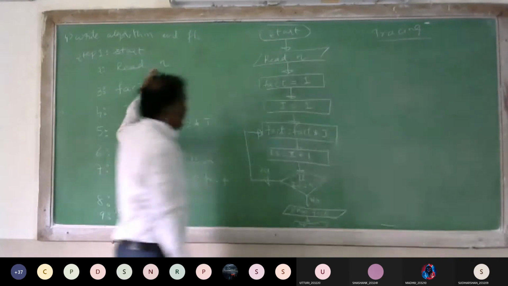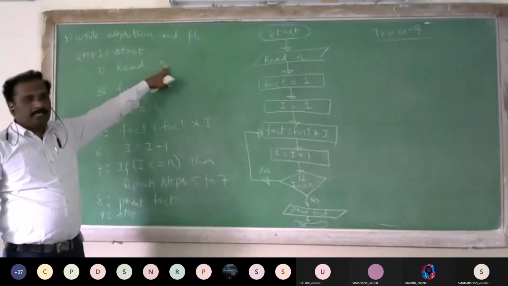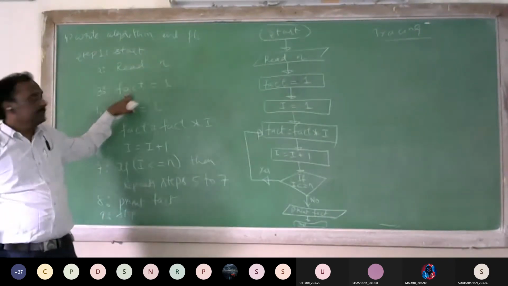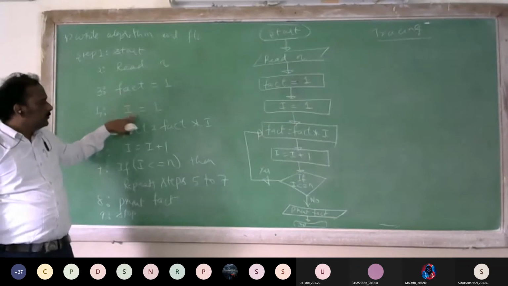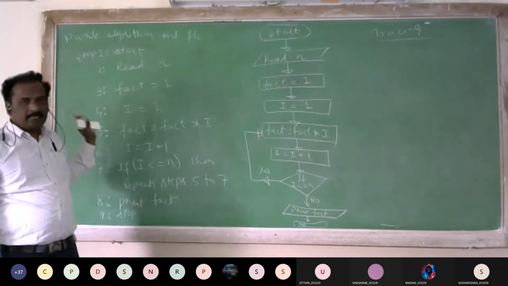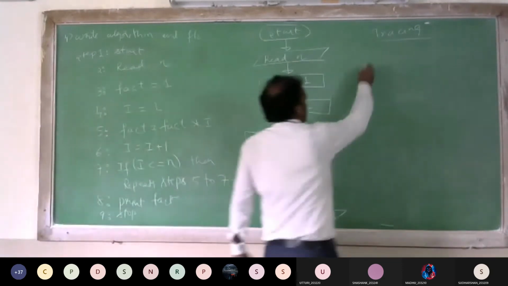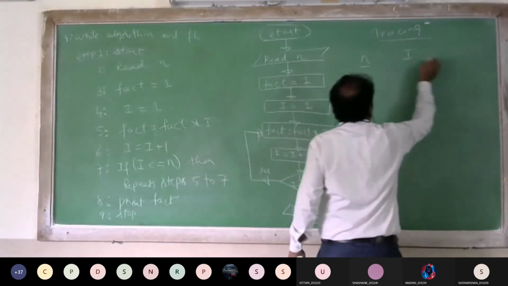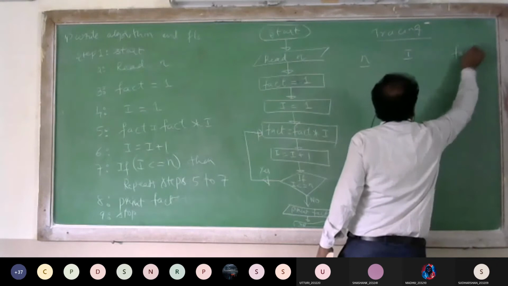So, now, what are the names we have used? We should observe. We need the input, we need the output. This is the input value, this is the output. So, for getting the numbers, I had used I. So, n, factorial and I. These are the names I had used. One is n, another is I, another is factorial.